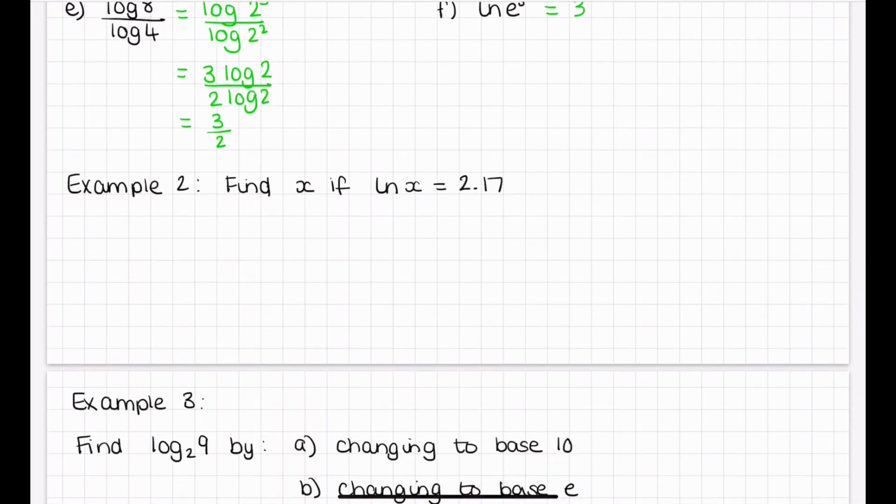Example 2, we want to find x if ln x equals 2.17. To do this, we've just got to think about inverses for rearranging. If we have ln x equals 2.17, to get rid of an ln, we need to take the exponential. So x will equal e to the power of 2.17. Really we're taking the exponential of both sides, because remember the exponential and log cancel each other out. Put e^2.17 in your calculator and you'll get that x is equal to 8.76 to 3 significant figures.